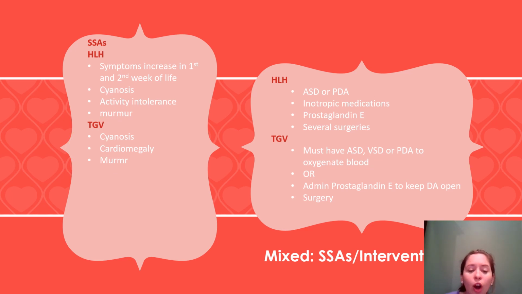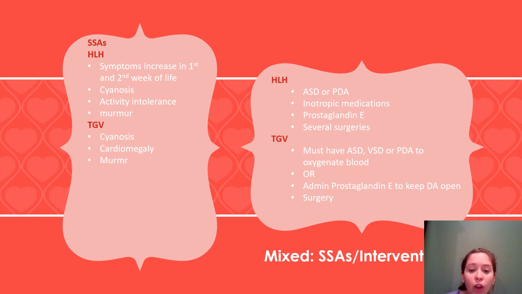Now, with hypoplastic left heart, you're going to see cyanosis get worse over time. At first, they're going to be pale, but then eventually they're going to become more cyanotic. They're going to have a lot of activity intolerance, and then, of course, because we're talking about a heart defect, both are going to have things like murmur, poor feeding, poor growth and development, etc.